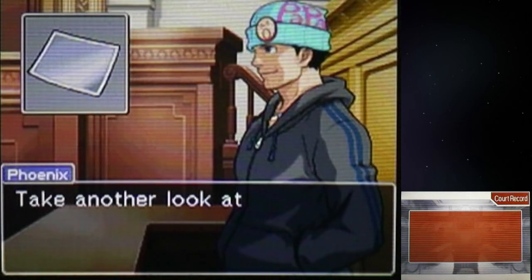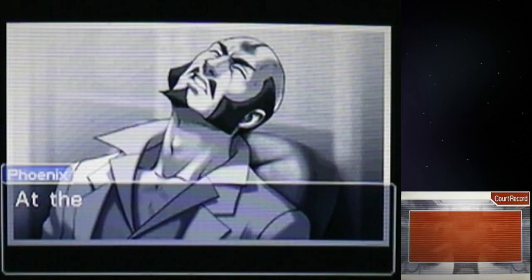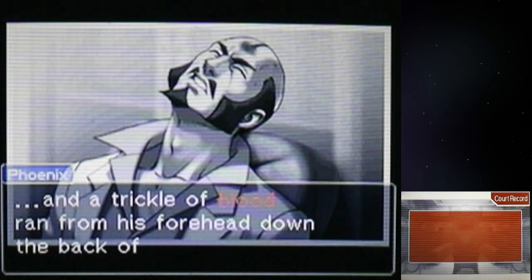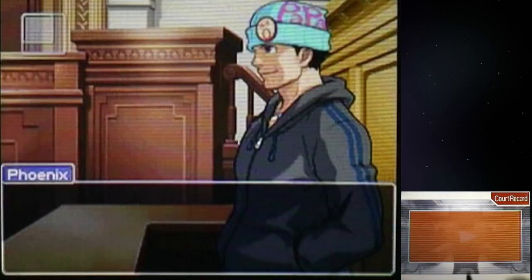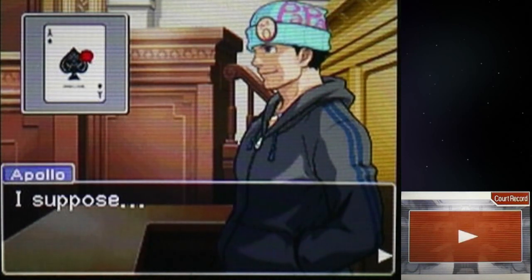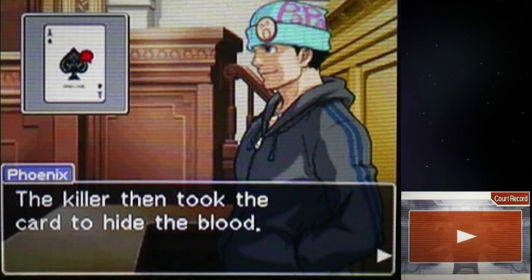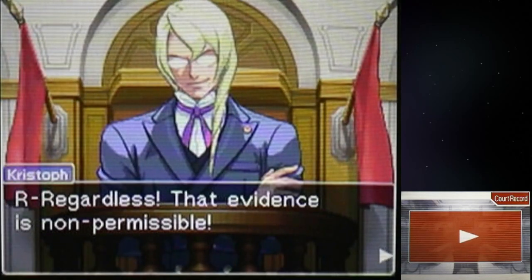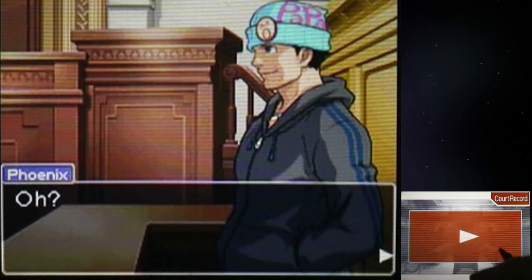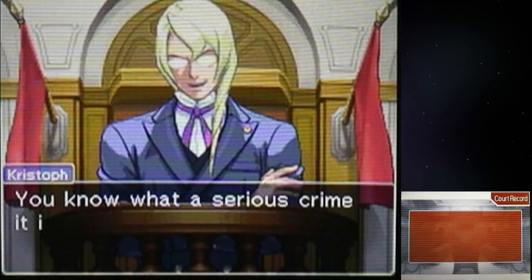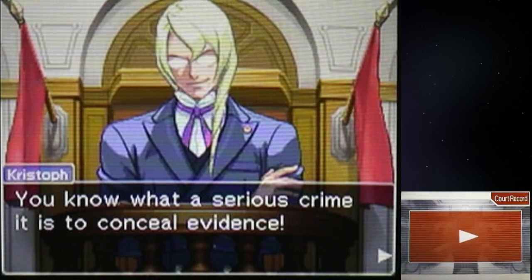Where are you going with this? Take another look at the photo at the victim's head. At the moment of the crime, his hat fell to the floor, and a trickle of blood ran from his forehead down the back of his head. Couldn't a drop of that blood have fallen onto one of the cards? I suppose. The killer then took the card to hide the blood. Regardless, that evidence is non-permissible. Oh? Right. Regardless of how you wasted the last 7 years, you used to be a lawyer. You know what a serious crime it is to conceal evidence.